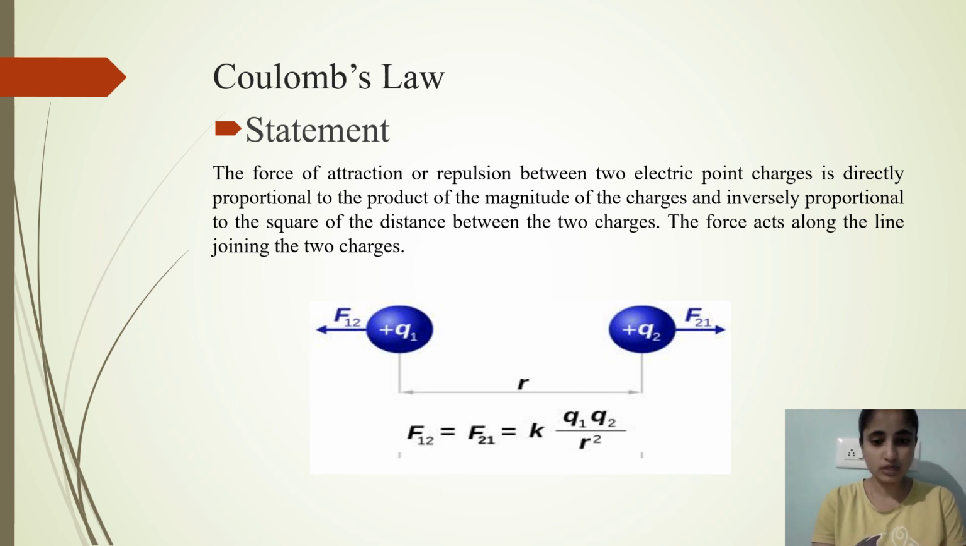Let us consider two charges Q1 and Q2. The force acting on the Q1 charge is F12 and the force acting on the Q2 charge is F21. The distance between the two charges is R. Therefore, F12 is equal to F21 equals K into Q1 into Q2 by R square.